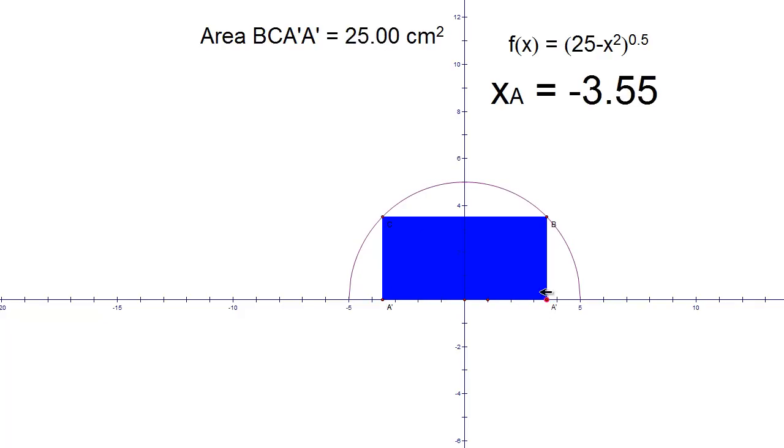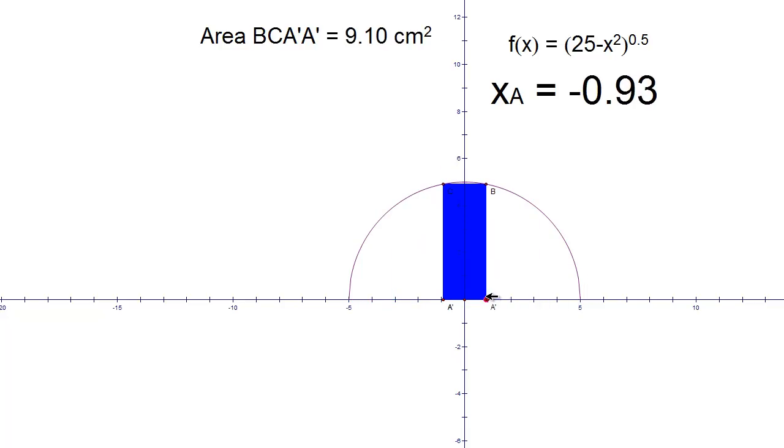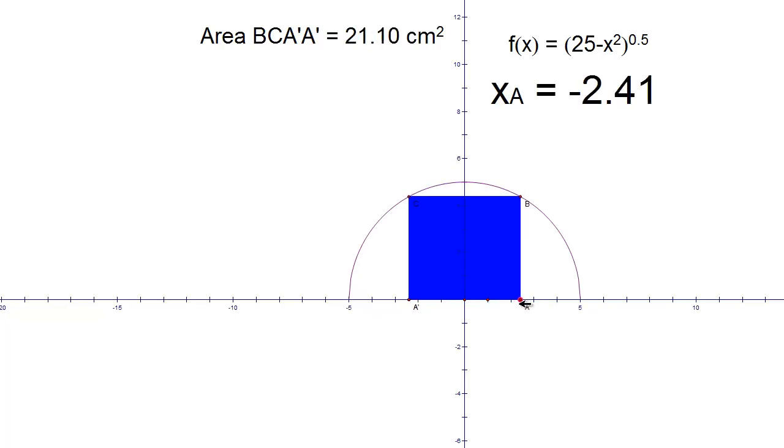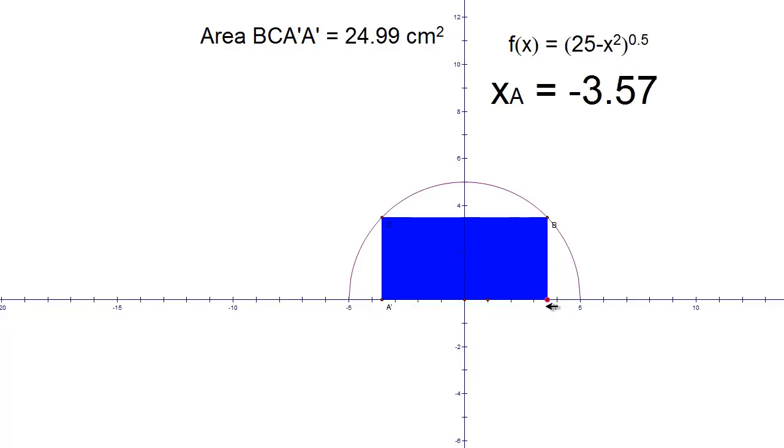Okay, I'm interested in where this point has to be. In other words, what does this x value have to be in order to maximize the area? Well, if we were way out here, we can see that we have an area of 11.10 square centimeters. As I move it to the other extreme, I can see that it's 9, and somewhere in between is going to be at its biggest. And from the picture, that's going to occur right around here.